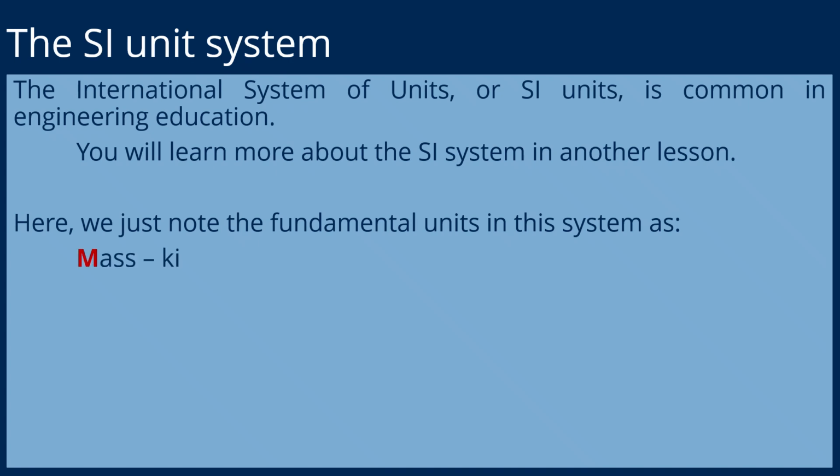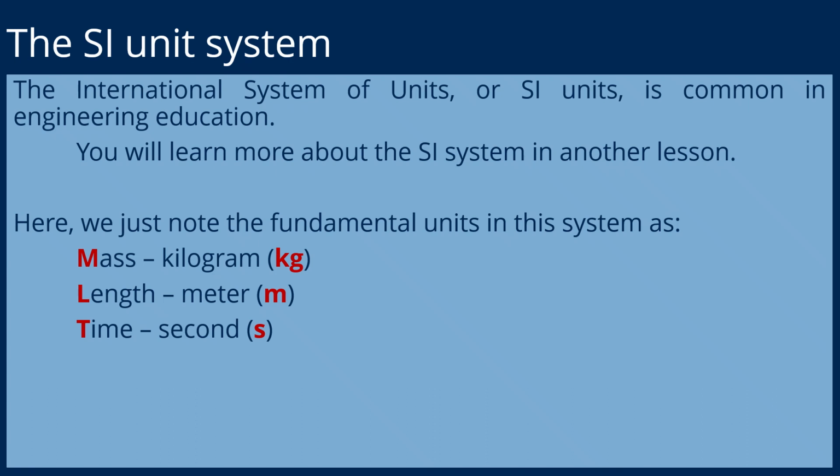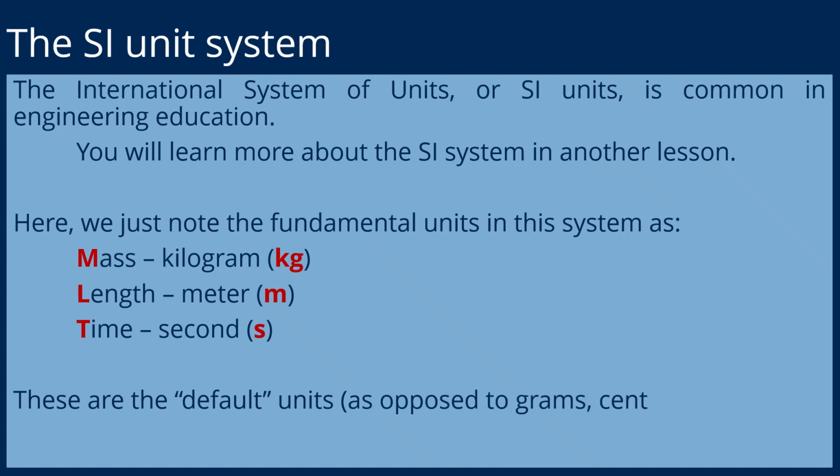For mass, we have the kilogram, given the symbol kg. For length, we have the meter, given the symbol lowercase m. And for time, we use seconds with lowercase s as the symbol. These are the default units that we use to create other units in the SI system. This is opposed to using something like grams and centimeters as the default units.